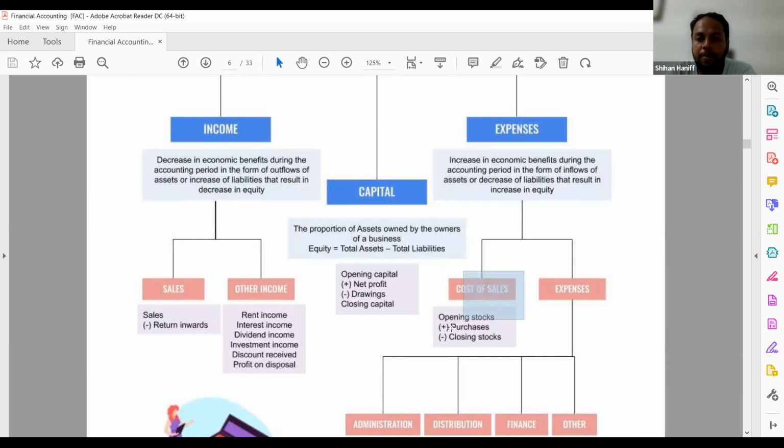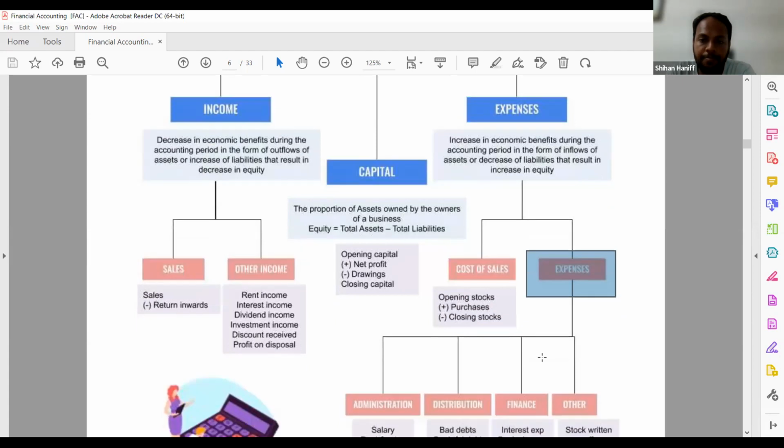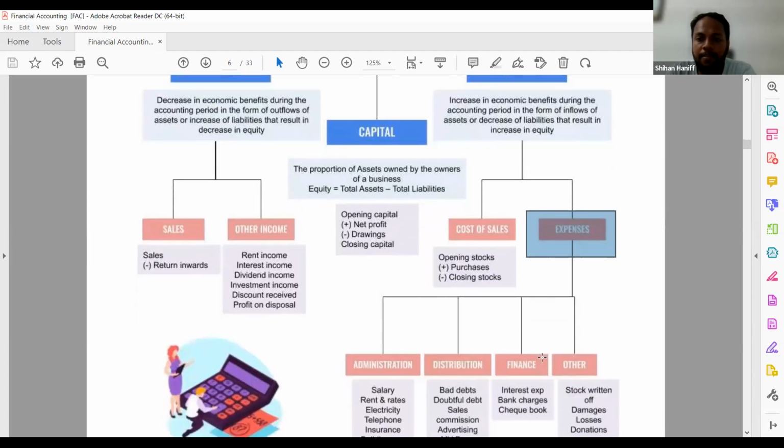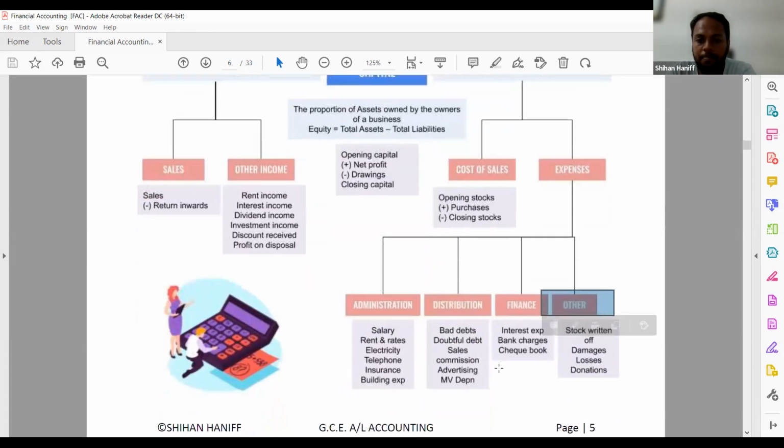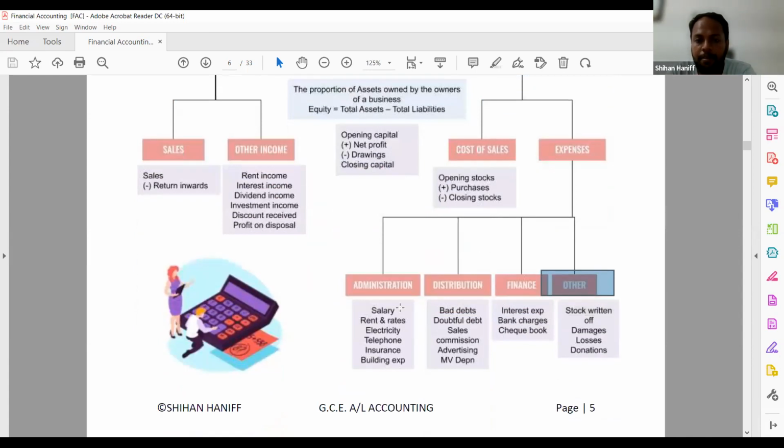Expenses. The main expense of a trading business is called cost of sales. We are mostly doing questions from trading businesses, right? So their main expense is cost of sales, and all other expenses are called expenses. Then the expenses are divided into four categories: administration, distribution, finance, and other expenses. So later we will learn one by one.